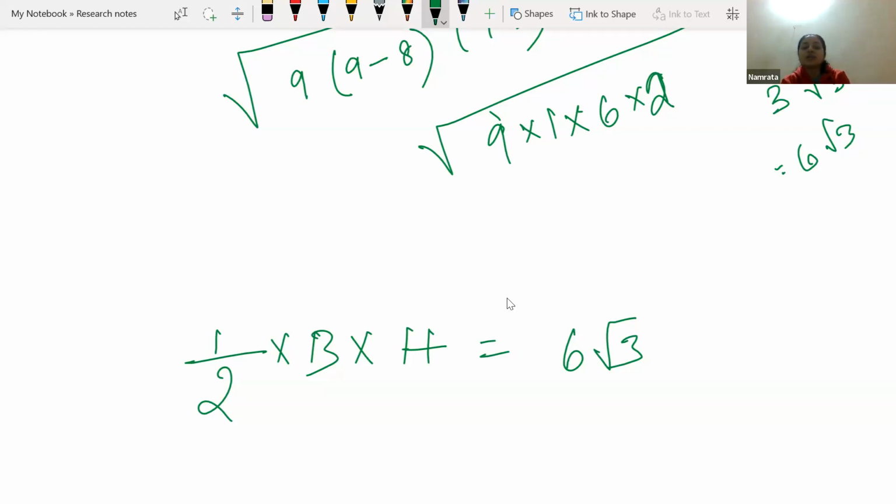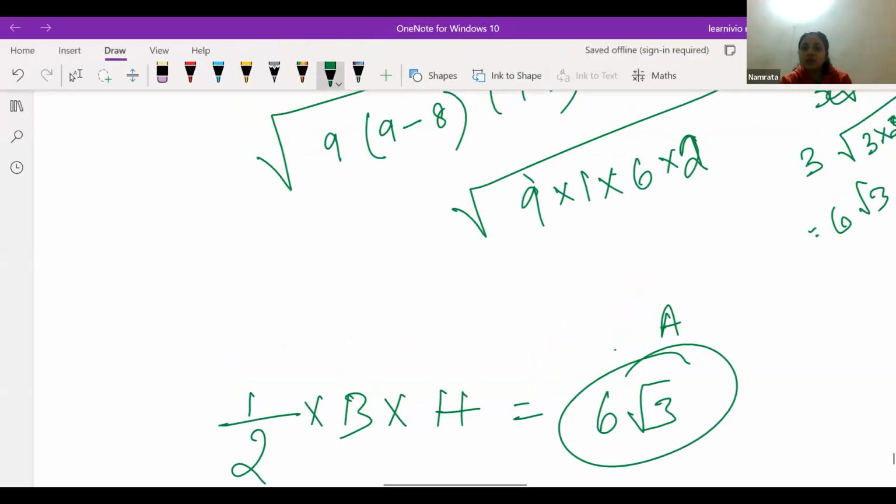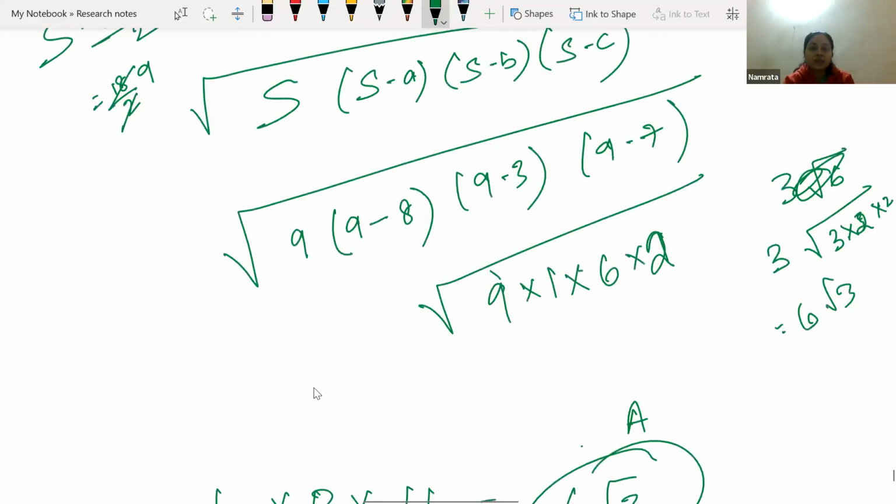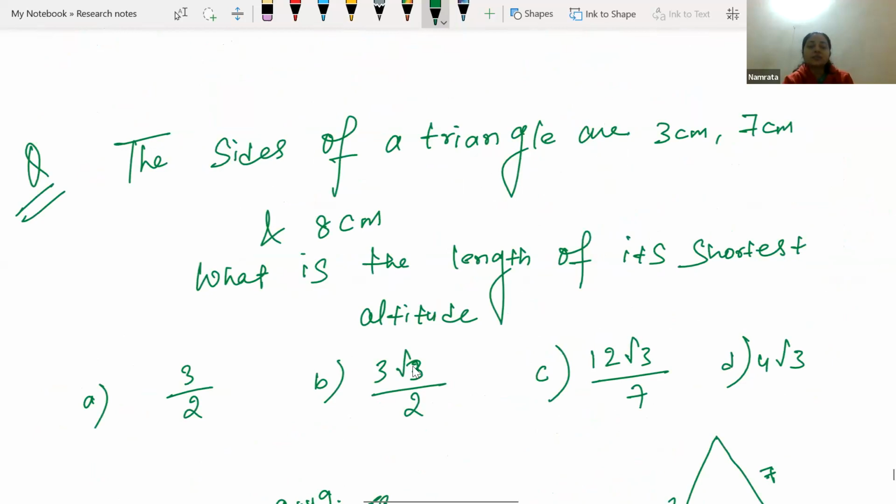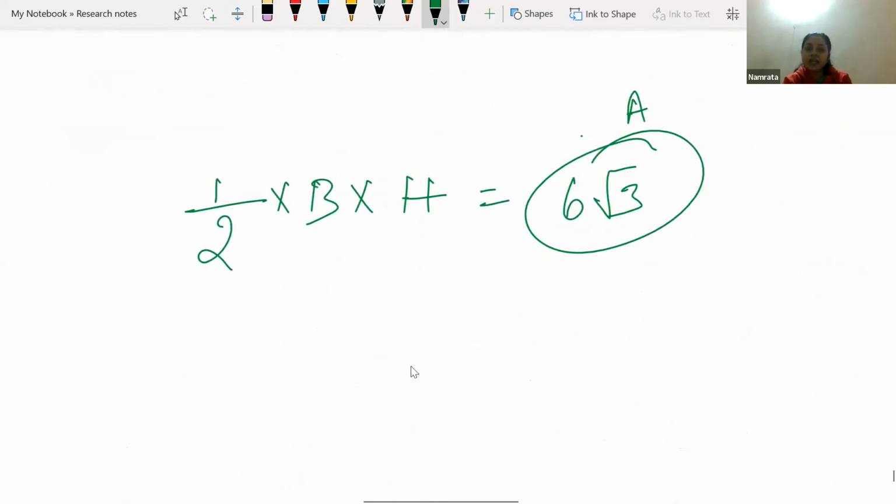That's why we are saying the area which we have got will be equal to 1 by 2 into base into height. Is it clear to everyone? So far, is it clear? Now, what we have to find is the altitude. Altitude means the height we have to find.